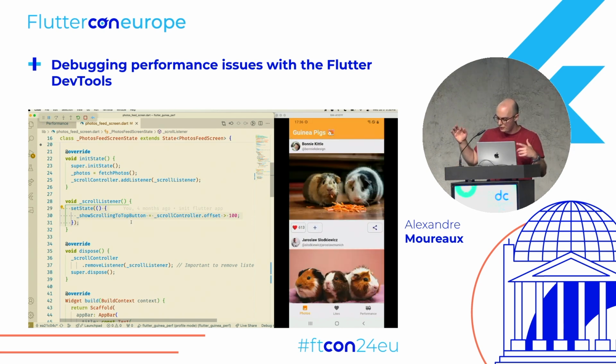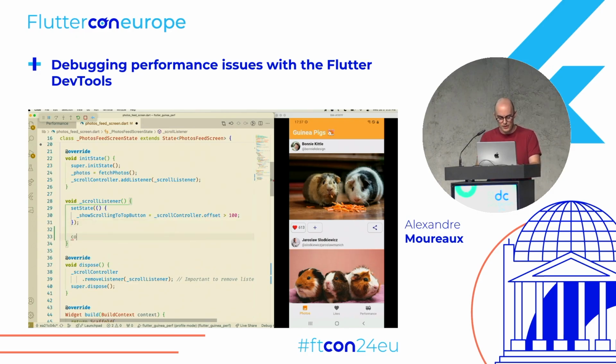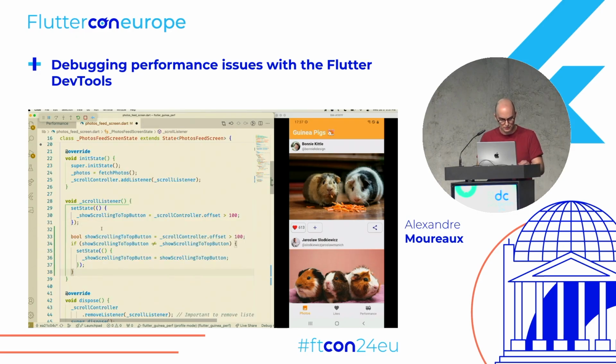And if I click on it, poof, I scroll to the top. And so what we're doing is we're showing it conditionally, but what's happening is because of our scroll listener, we're setting the state on every frame, and we're rebuilding the whole photos feed screen widget. All right, so one way to prevent this would be to do something like this.